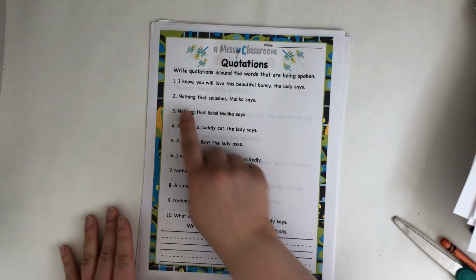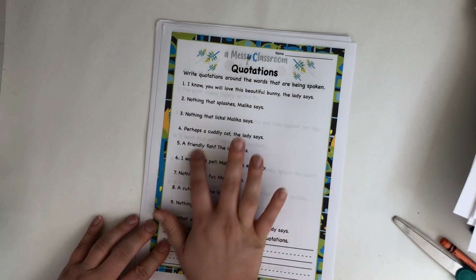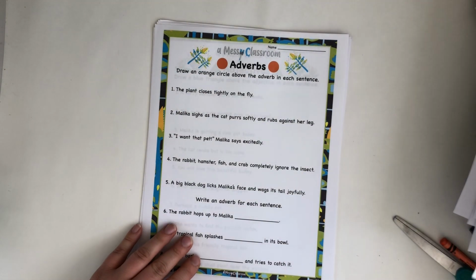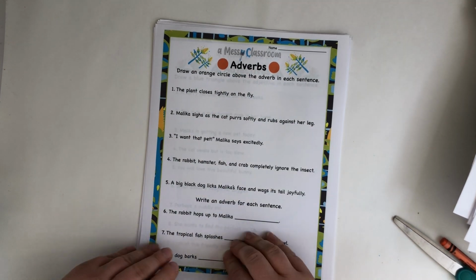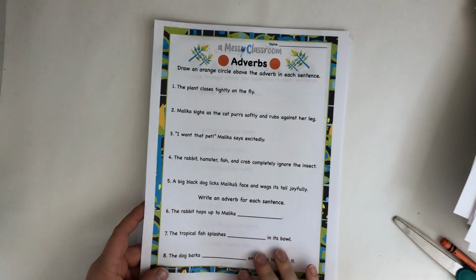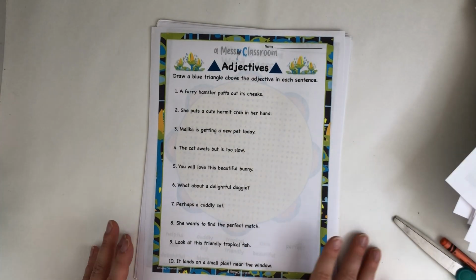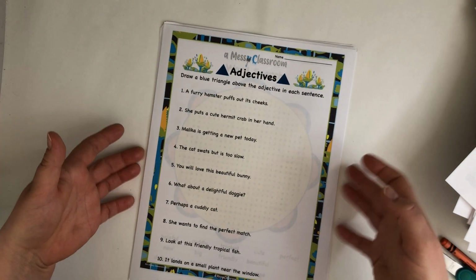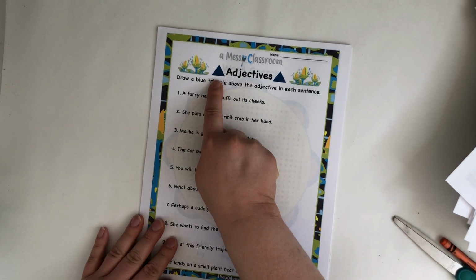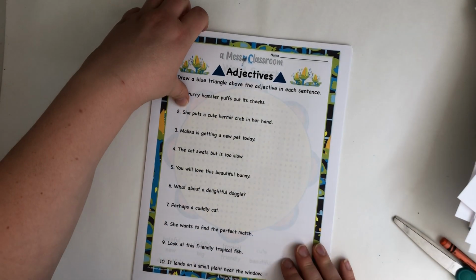And then you're going to go over quotations. So you're going to do the correct quotation marks. Adverbs. Circle the adverbs. This is following the Montessori coding. But you can do it even if you're not in a Montessori school. I do because I'm not actually in a Montessori school, but I still use a lot of the techniques.